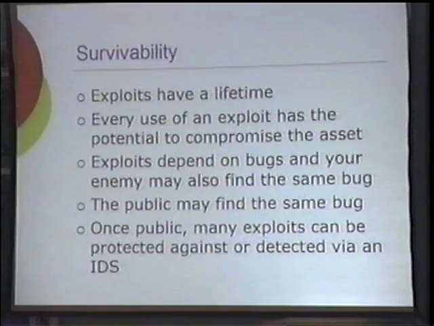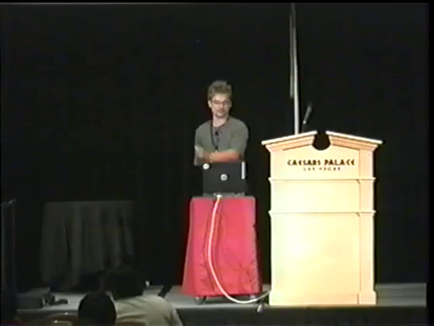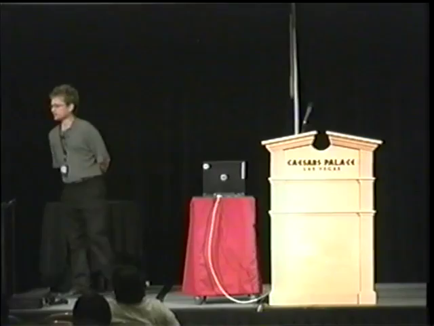As soon as you use a new exploit, the very moment you do it, you run the risk of compromising that asset, because the person you just attacked may sniff that and be aware of it. So that means that there's a time between when you have a new weapon and when that weapon is probably not going to be as useful. The other thing is that if you're doing this in a lab, the public may find that same vulnerability, and alternatively, your enemy may find the same vulnerability, and thus the value of that goes down.